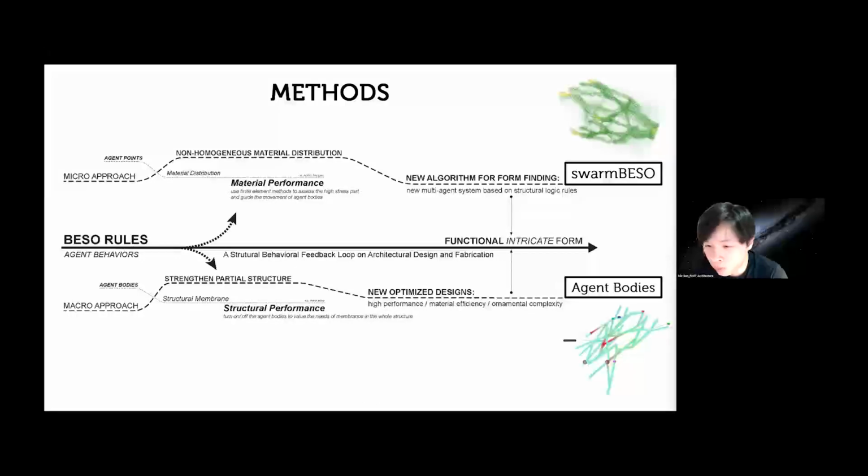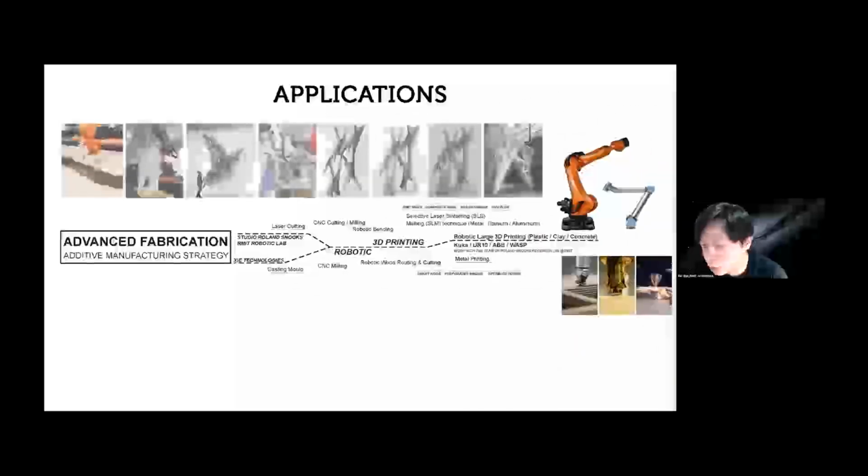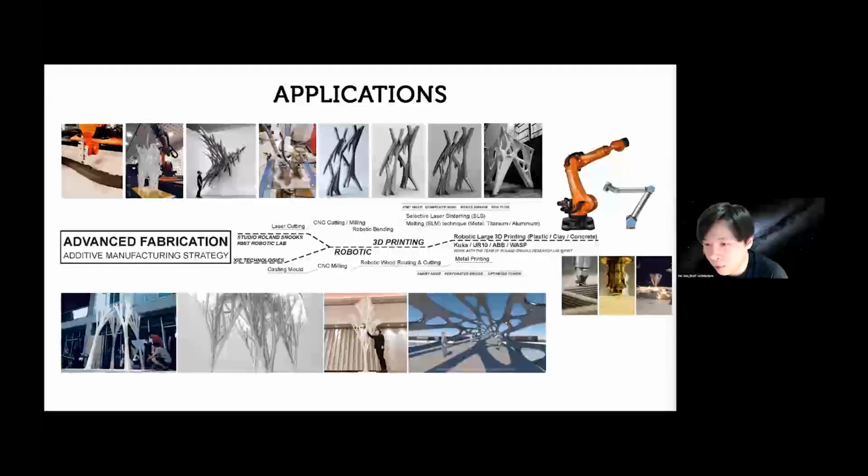The other way is the new optimized design using the agent bodies, and then using 3D printing and robotic fabrication to deliver several projects to prove the design method, or the integrated method. So the BESO method becomes the Swarm BESO method, which is multi-agent based topology optimization.